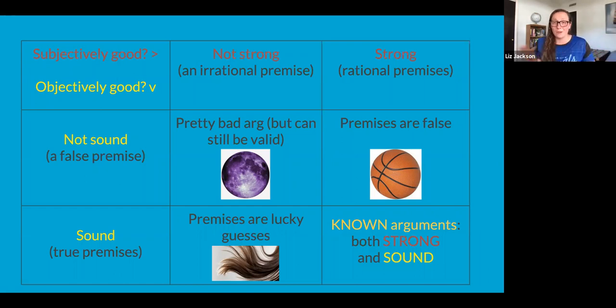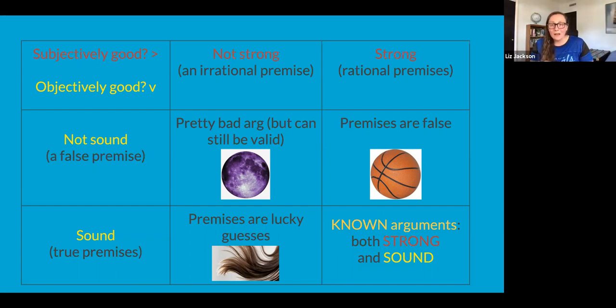And then that kind of leads us to our chart. So if an argument is both not strong, there's a premise that's not rational to believe, and not sound, it's going to be a pretty bad argument, but it could still be valid. So like our purple moon argument would be an example of that. And you could have an example that has premises that are rational to believe, but the premises are false. So this would be our UMBC basketball tournament argument where we have this unprecedented upset. Then you can have arguments that have premises that aren't rational to believe, but those premises could be true. This would be like the even number of hairs on my head example.